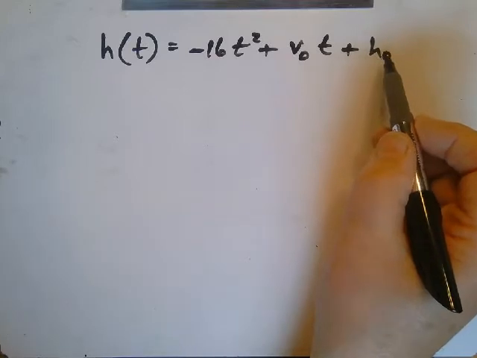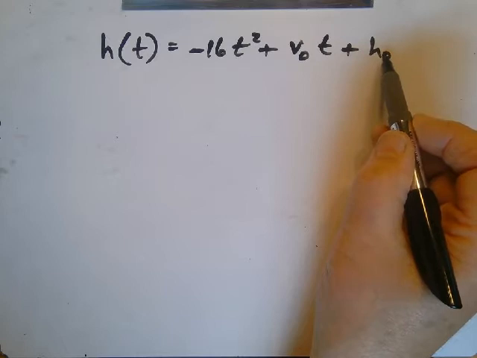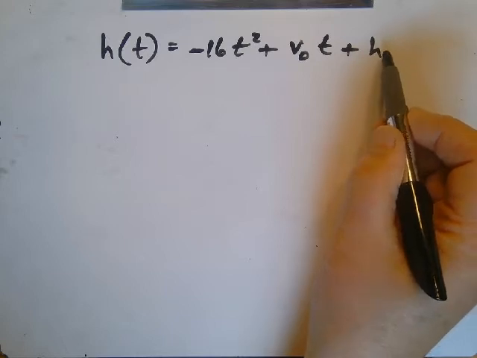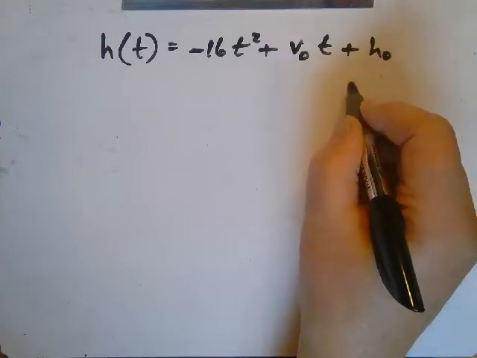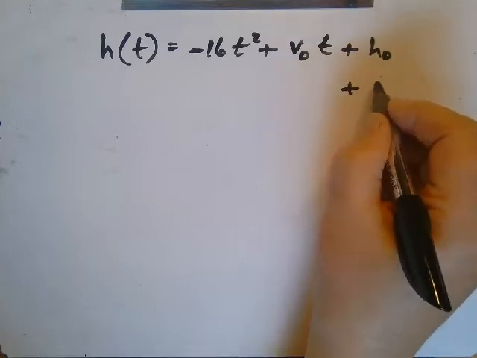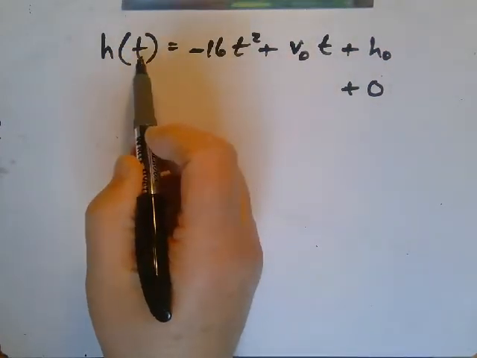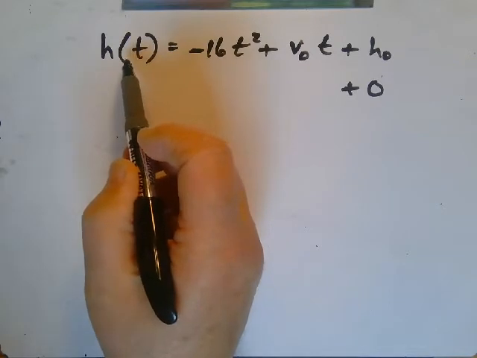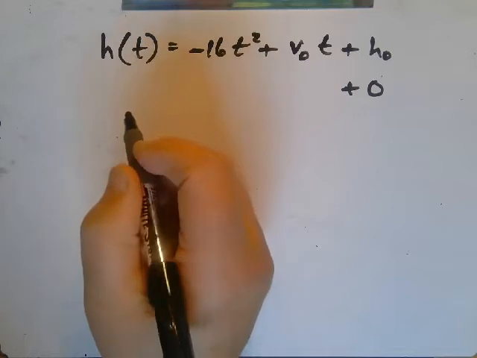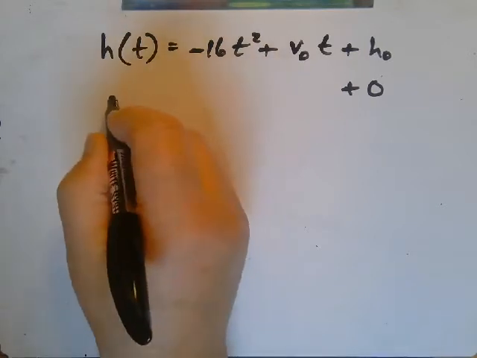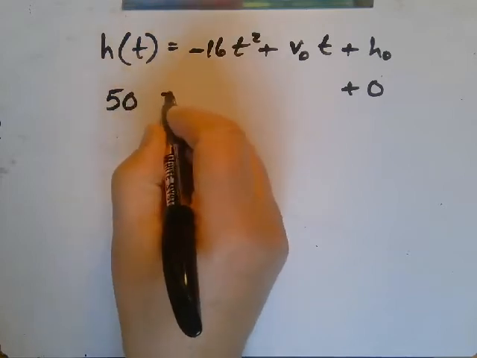H sub 0 is the height when you shot the thing off. So if you're standing at a certain distance off the ground, you'd put a number in here. If you shot it off from the ground, you'd put 0 in here. And that's what we did in our situation. We shot it off from the ground. So that's 0. And then h of t is the height at any moment in time that you can calculate. You can find the height at any particular point in time. Well, they're asking us in this problem to find the time when the height is 50.